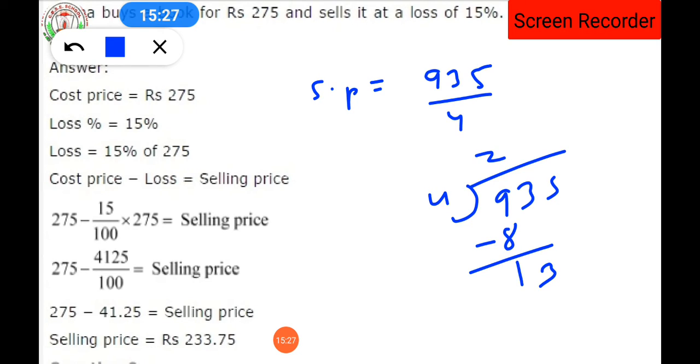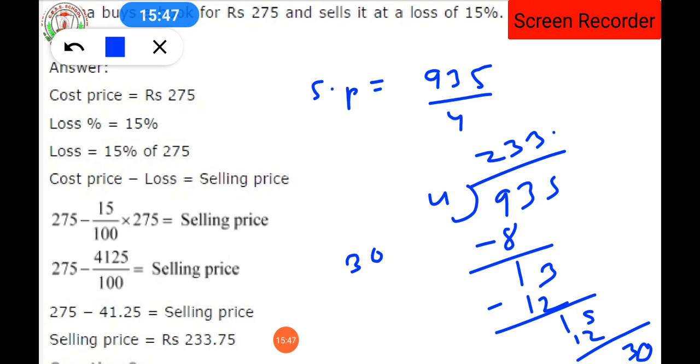So 4 4s are 16, 4 3s are 12, isn't it? So here we will take 12, 4 3s are 12. Now again 1, 15. So again with 12 we can take it, so here 3 is left out. Now for that 3 we will take a decimal, isn't it? So it will become 30.